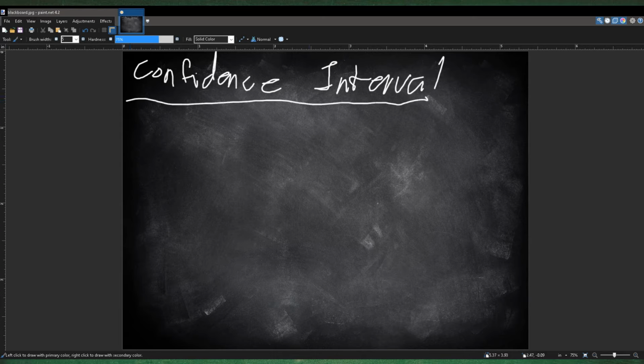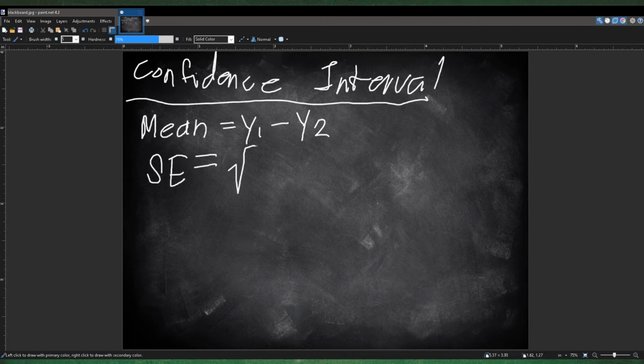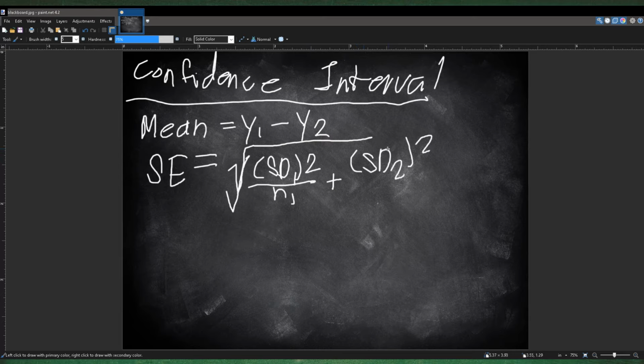Okay. So your mean is going to be equal to the mean of your sample 1 minus the mean of sample 2, right? And your standard error is basically the same thing as before, which is the square root of the entire expression: standard deviation 1 squared divided by n1, plus standard deviation 2 squared divided by n2, right? So you use your standard error there, and then you have your mean.